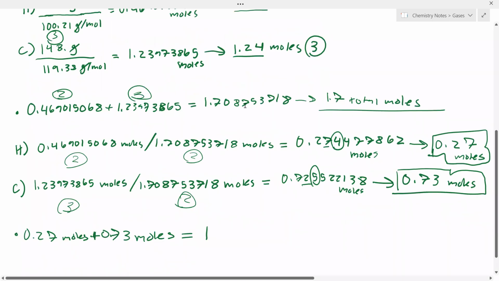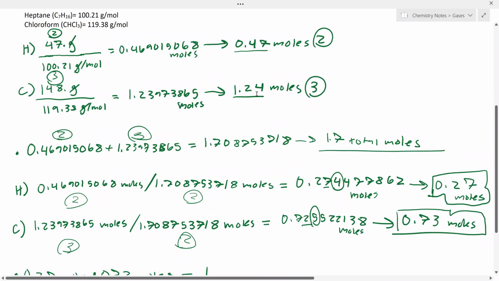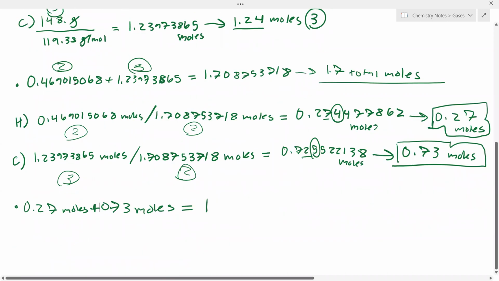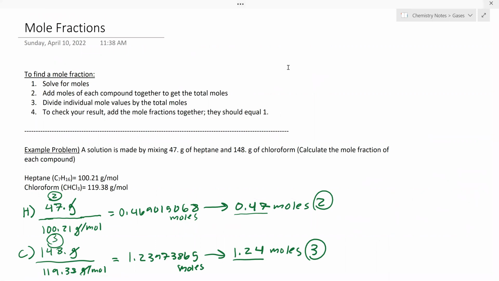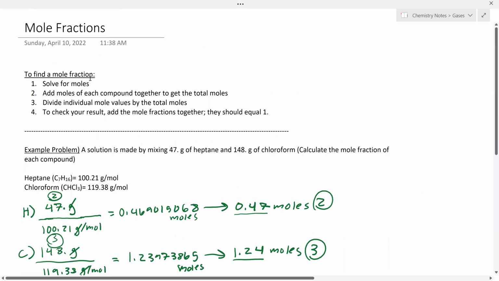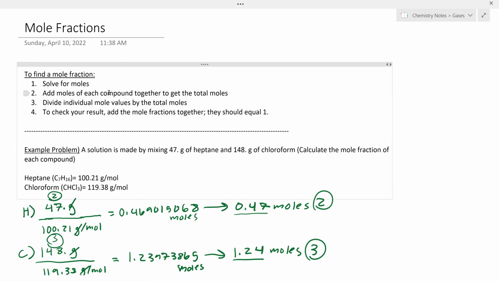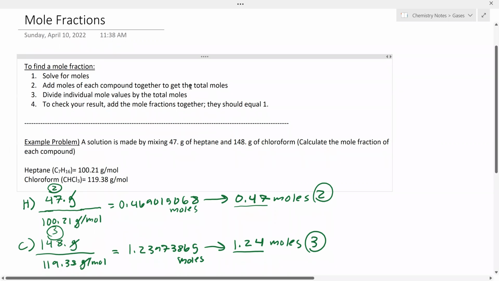Again, as we said, the calculations took a lot longer than the initial explanation. So that's how it works. I guess we'll do a recap. For mole fractions, you start out by solving for moles. If you aren't given moles, convert to moles, however you got to do that. Then you add the moles of each compound together to get the total moles. And then you divide the moles of each element or compound, whatever you're given, by the total moles. Then you check your result, make sure they add to equal 1. That's how you know they're correct.